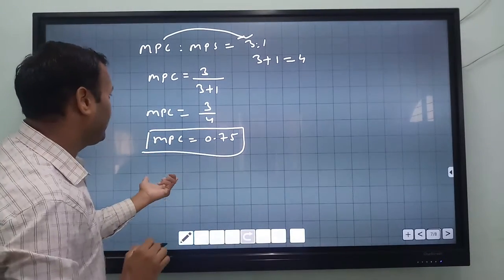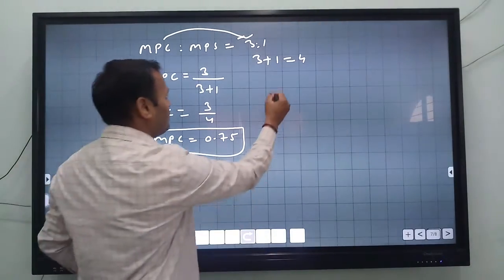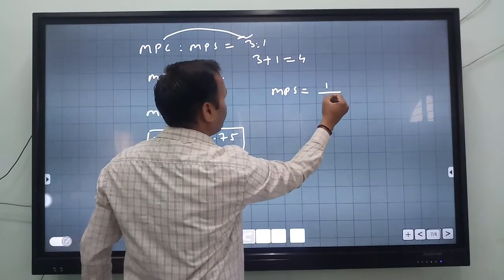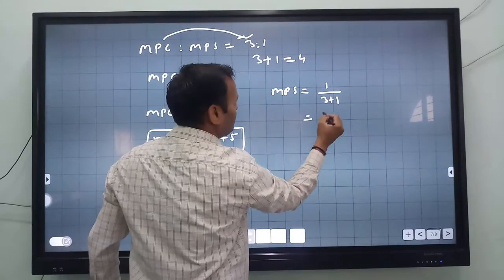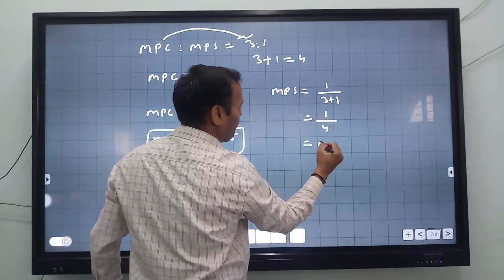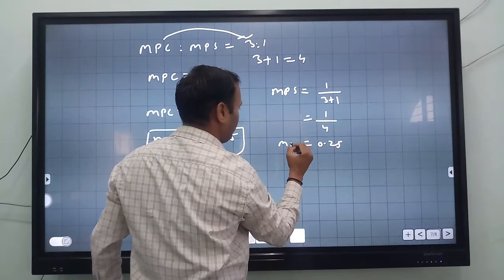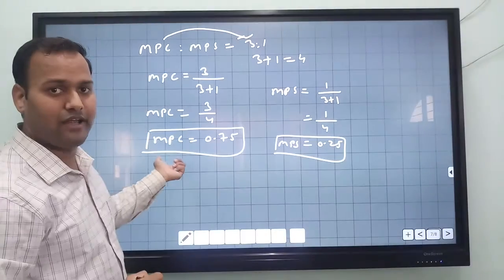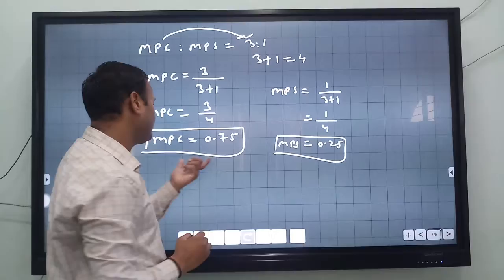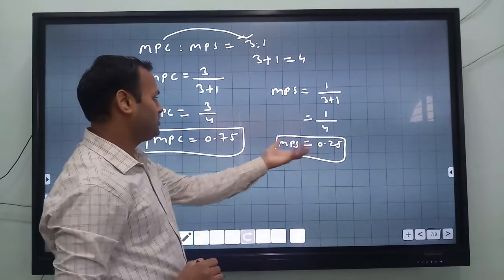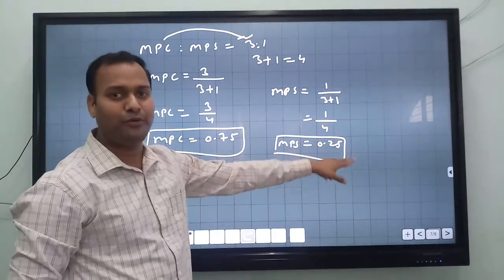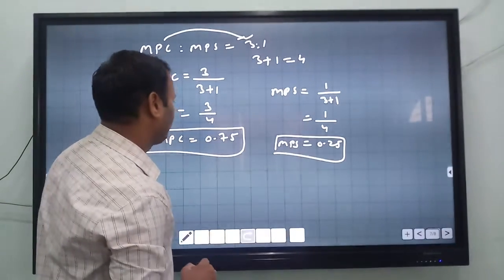Now similarly we can calculate the value of MPS also. So MPS is equal to 1 upon 3 plus 1. So 1 upon 4, that is 0.25. So this is the value of MPS. Or you can use the relationship between MPC and MPS. MPC plus MPS is equal to 1. So 1 minus 0.75 is 0.25. So you can solve by both methods.